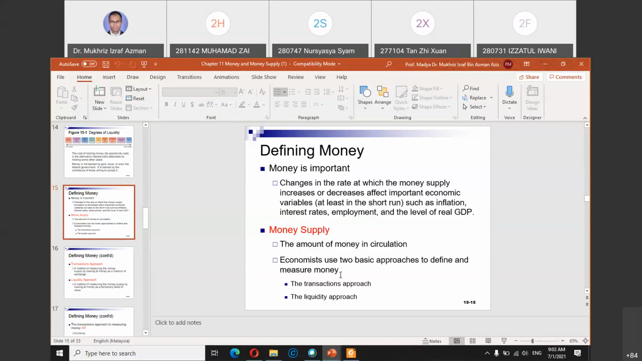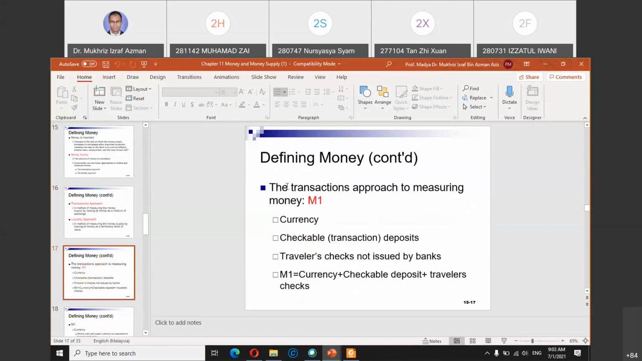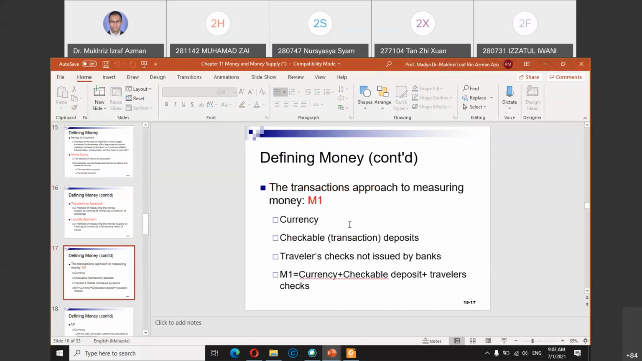There are two approaches to measure money: the transaction approach and the liquidity approach. Remember, there are two approaches: transaction and liquidity. The transaction approach measures money supply by looking at money as a medium of exchange. The other approach, liquidity, looks at money as a temporary store of value.